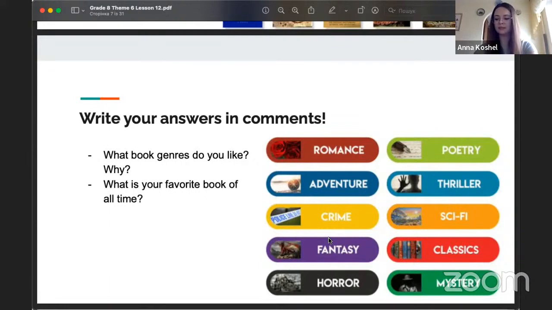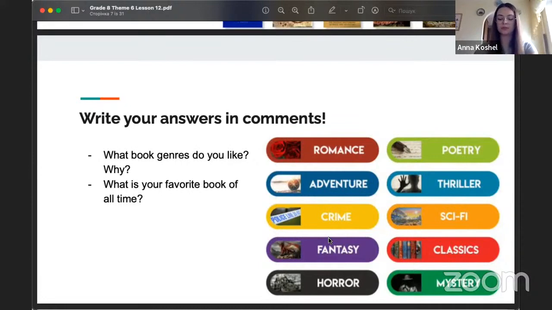I'm going to wait a little bit so that you have some time to think of your answers, write something down, and send it to the chat. So favorite book genres, favorite books. It could be not only English literature, of course, that's about world literature, that's about Ukrainian literature as well. So speaking about these genres that we have discussed, they relate to all literature all over the world.